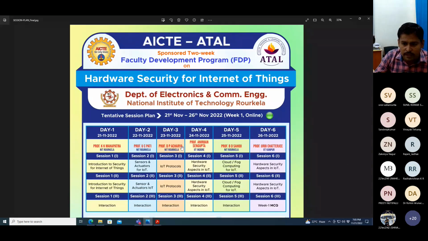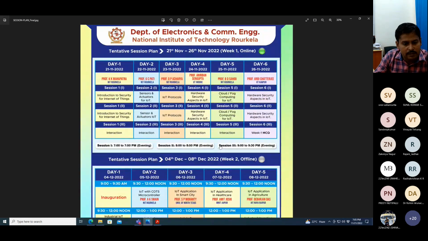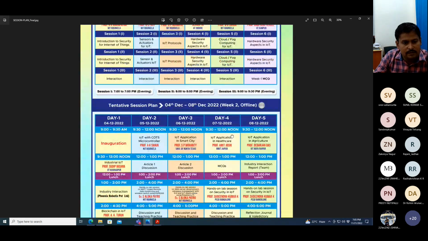So with this, now I will share my screen for the course. We have already shared the course structure. This course is framed such that we can start from the basics of Internet of Things, go to case studies, and finally learn the security aspects of this. So we have faculties and we have one industry interaction.